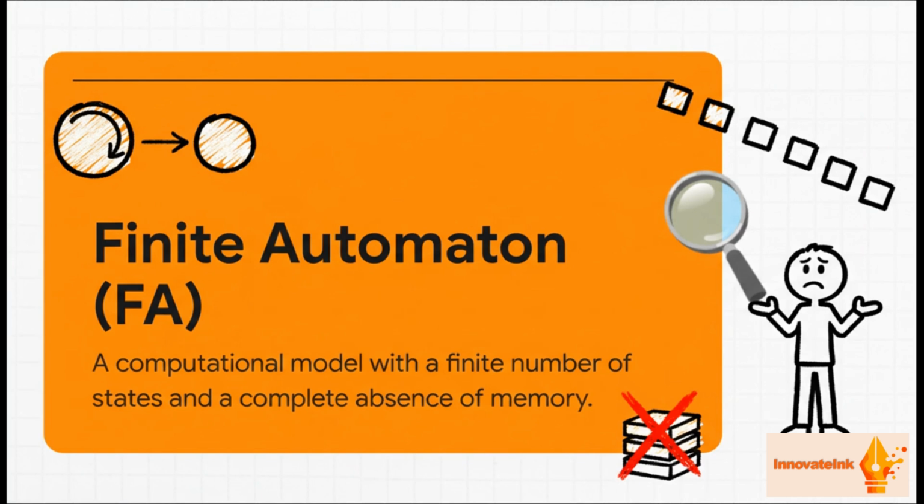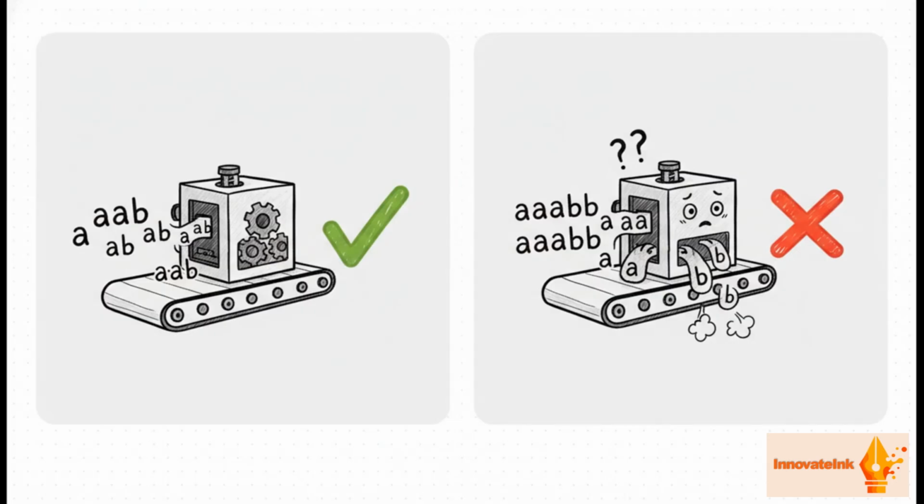So you remember the finite automaton, or FA, right? Its whole deal, its defining feature, is a complete lack of memory. All it knows is the state it's in right now. It can't remember how it got there or count how many times it's seen a symbol. And that right there is its fundamental weakness. This slide just lays that memory problem out perfectly.